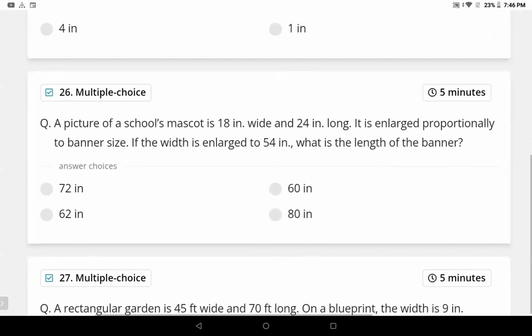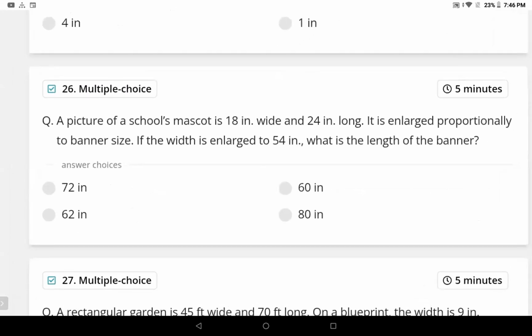A picture of the school's mascot is 18 inches wide and 24 inches long. It is enlarged proportionally to banner size. If the width is enlarged to 54 inches, what is the length of the banner? 72. Yeah, here you just see, children, banner size enlarged proportionally is given.